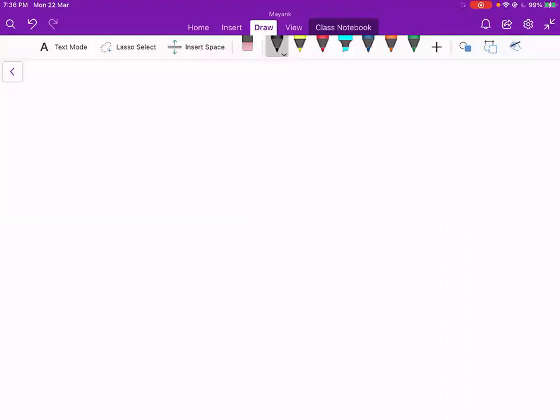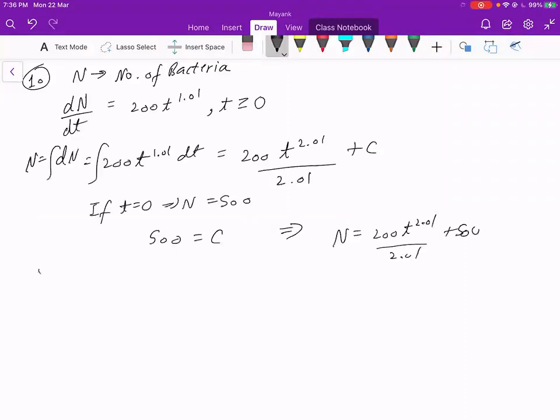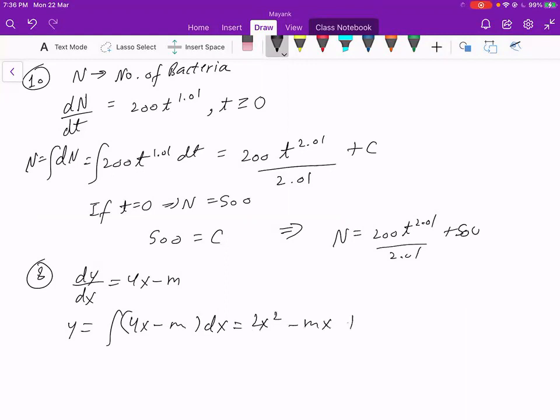So in the 8th question, they have given dy by dx is 4x plus n minus n. And you might have guessed that you can find y from here: integral of 4x minus m dx. That will be 2x squared minus mx plus c. So they have given two conditions.